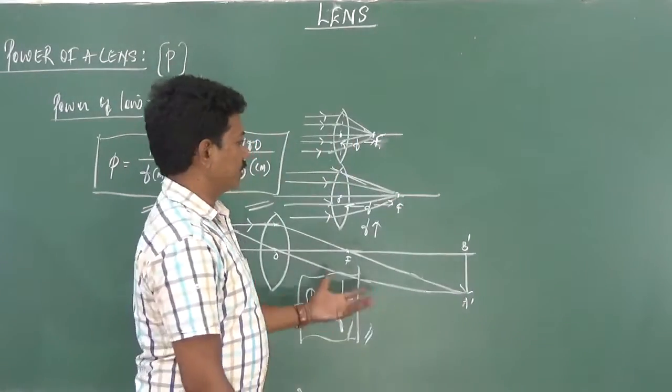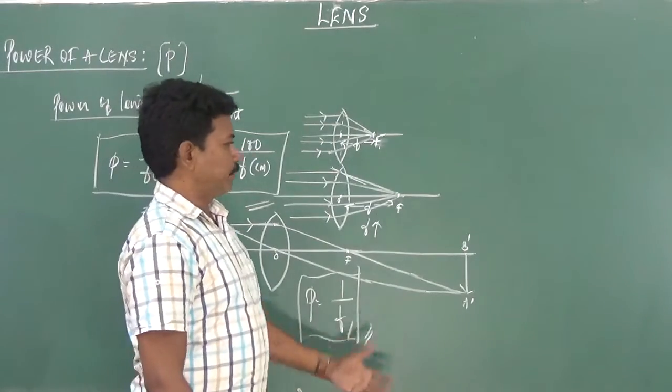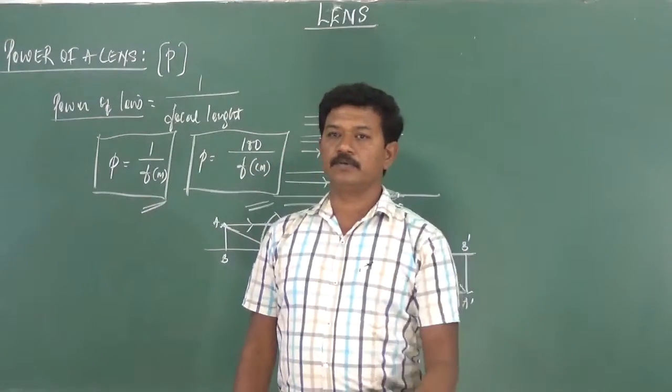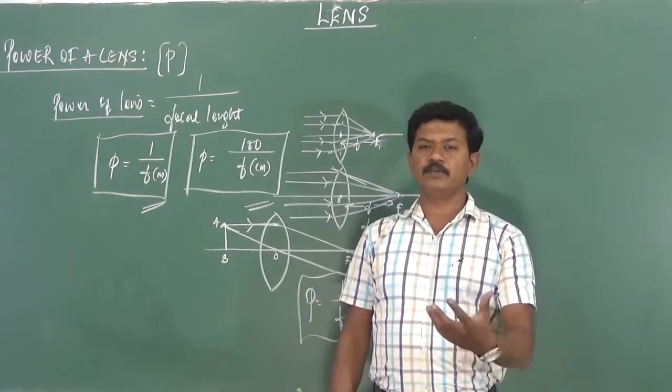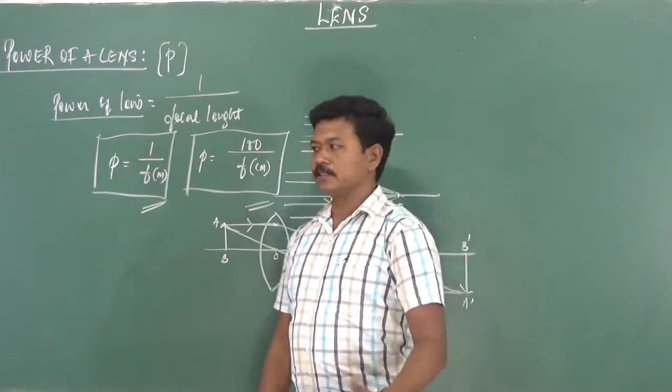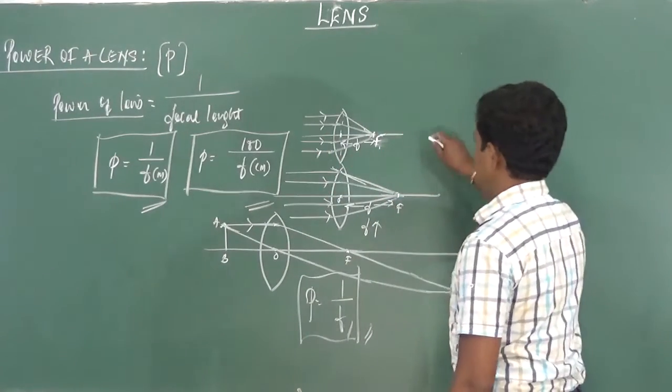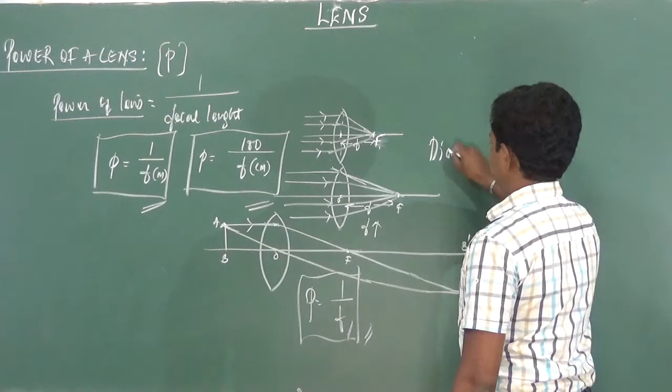So how to measure this? Because I cannot just say the power of this lens is that, power of this lens is this. We need a unit to measure the power of a lens. So here, the power of a lens is measured by a unit called diopter.